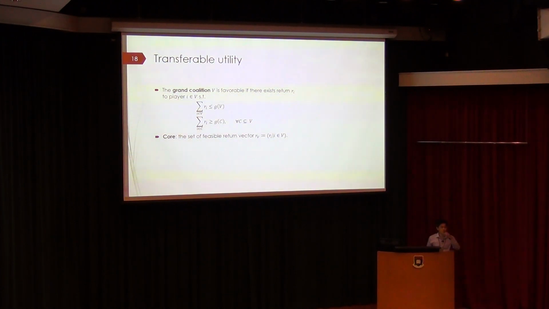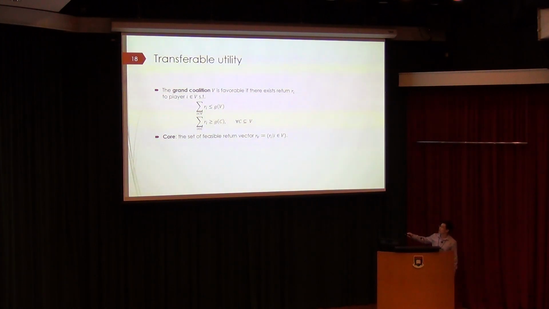We have a gain. So what? Once people generate values, they can get back the money from what they produce. This is called the return vector. In particular, we are interested in looking at the grand coalition, that is, when it is favorable for everyone to join force to produce something. So this grand coalition means there exists a return vector that is stable.